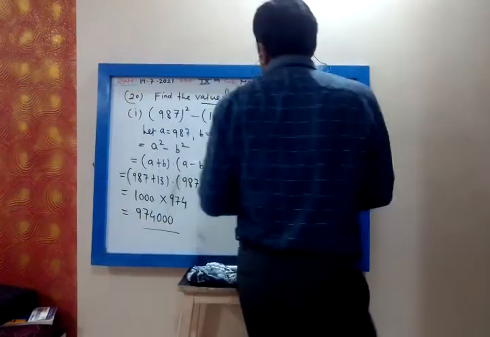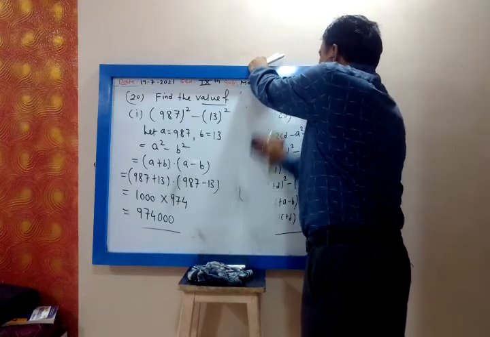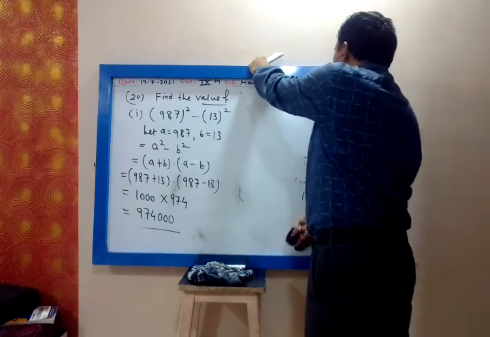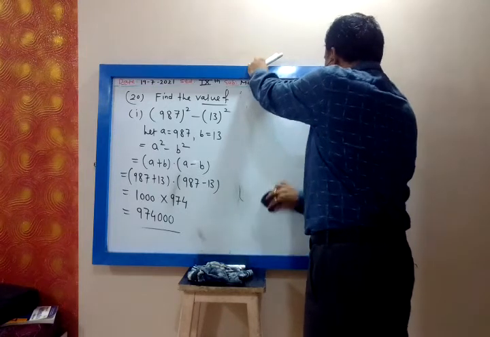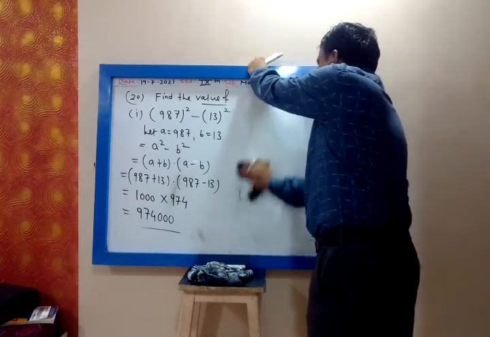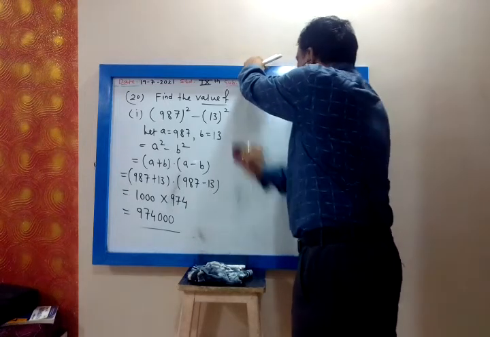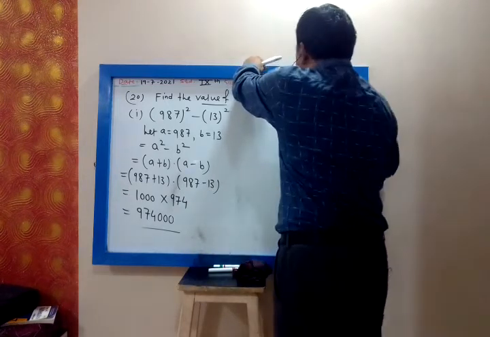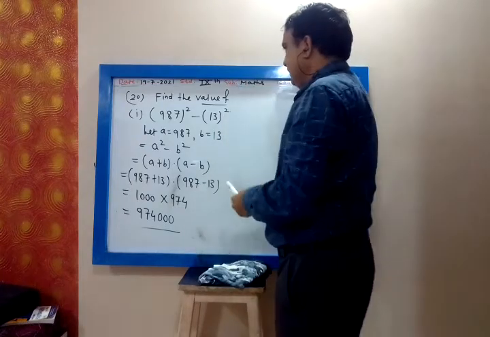So you have to identify the type, whether it is A square minus B square, or A cube minus B cube, or A square plus B square, or A cube plus B cube. And what is the formula for A cube minus B cube? A minus B into A square plus AB plus B square. A cube plus B cube is A plus B into A square minus AB plus B square.